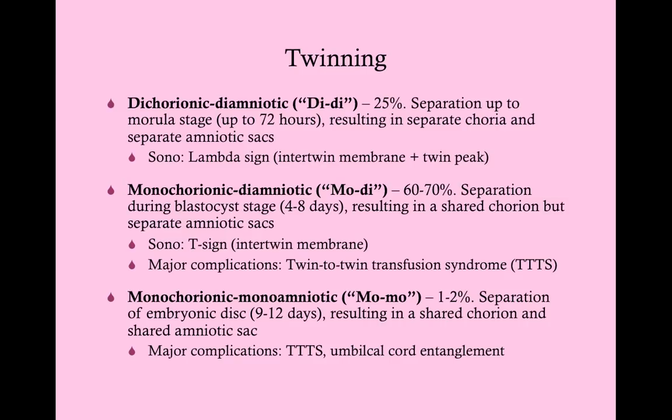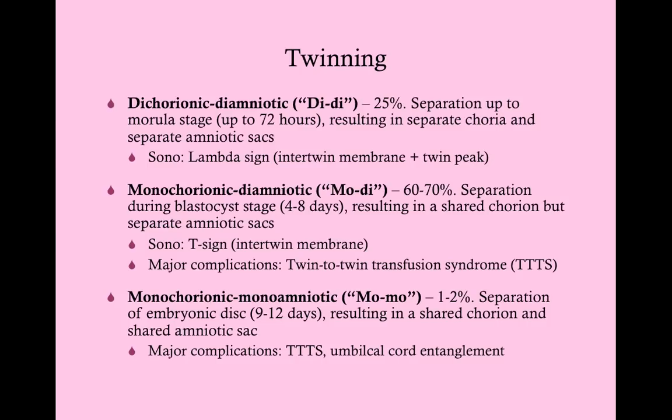So we talked about our 3 different types of monozygotic twinning. Remember, monozygotic is identical twinning, if I haven't mentioned that already. And it all depends on when the separation of the embryo into 2 unique embryos occurs. So with dichorionic, diamniotic, it's very early. This is also known as di-di twinning. Occurs in 25% of cases, and this is where you have separation up to and including the morula stage, before that trophoblastic layer has differentiated itself.